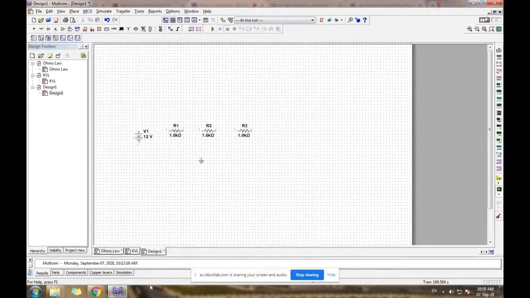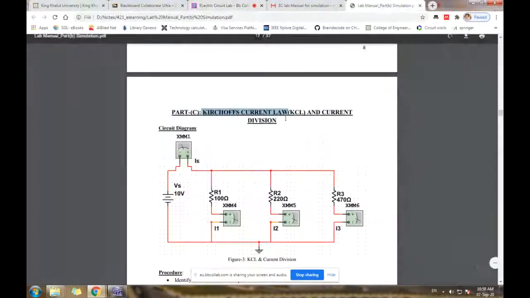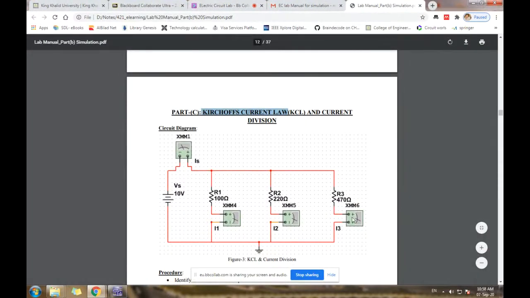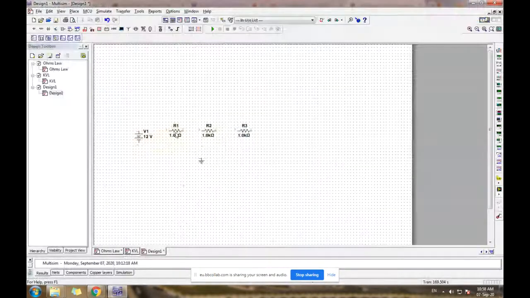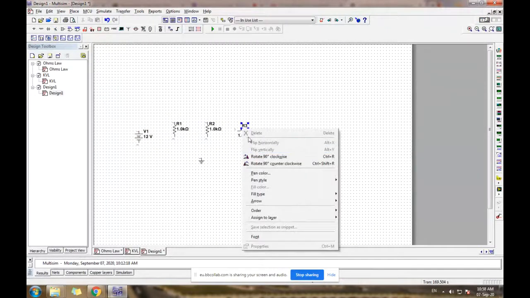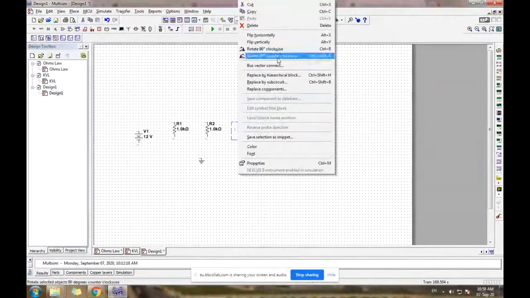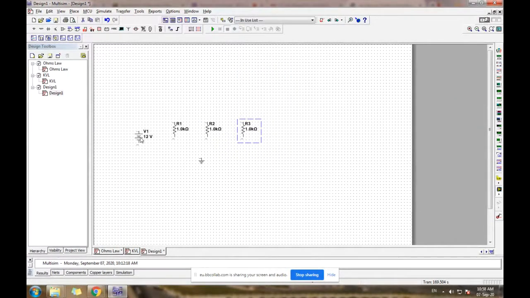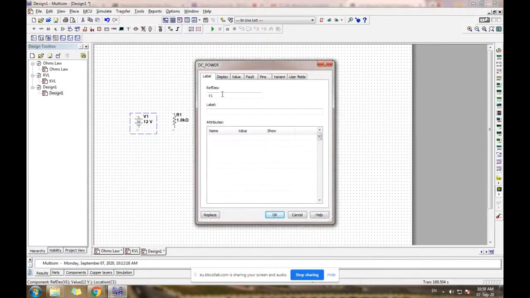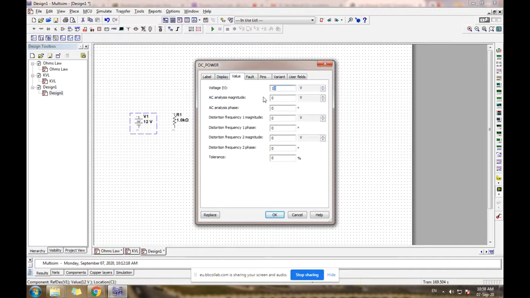Okay, and you can see that in the lab manual the resistors are vertical: R1, R2, R3. So you can rotate them. So these are the five components. What are the values of each component? This is Vs. Double click this, make the label Vs. What is the value? It is 10.